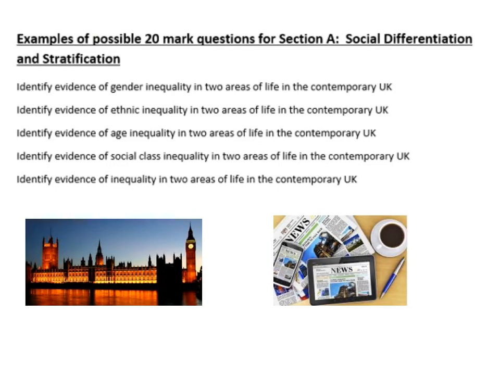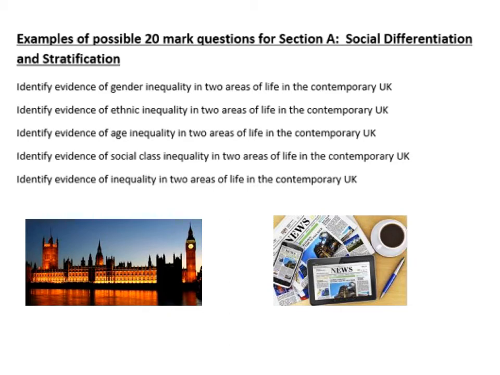What you can see at the top of this slide are the 5 possible questions that could come up on this section of component 3. So this really is the most predictable part of the exam, because the question is either going to be about gender inequality, ethnic inequality, age inequality, social class inequality, or this more general question where they simply say inequality.